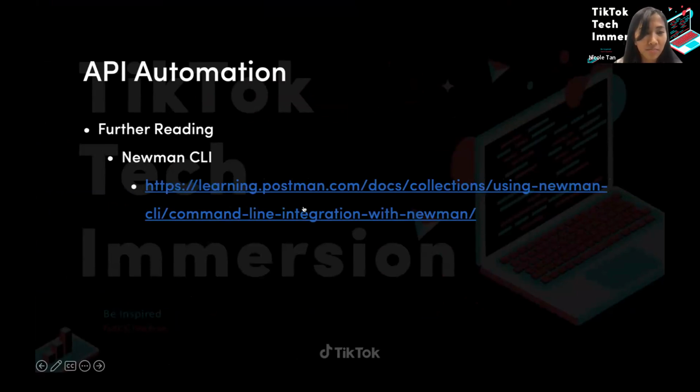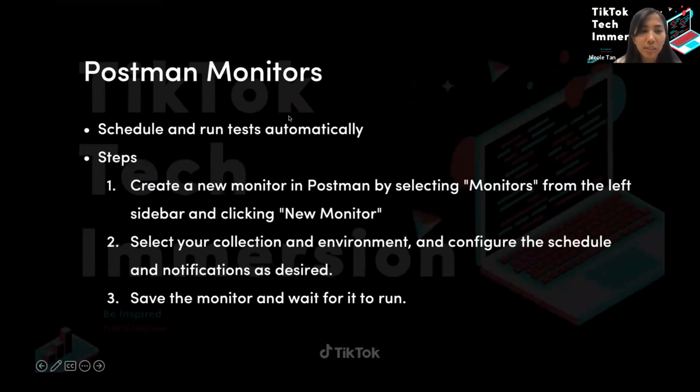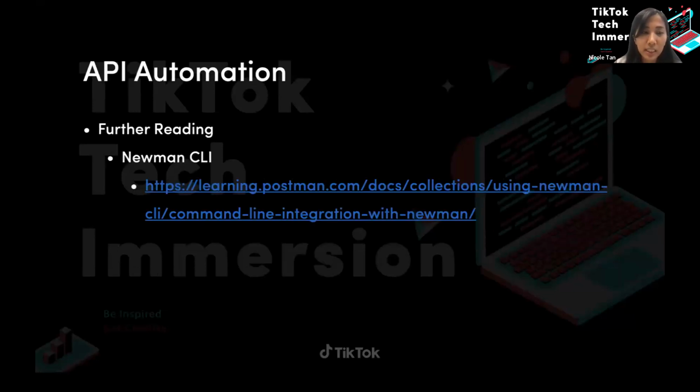Okay, so I think that's just the basics of API automation. If you're wondering what if I don't want to use Postman monitors, or the team I'm in already has CI/CD in place, then Postman has something called Newman CLI. We can run Postman collections in the command line, so we can integrate with GitHub Actions or any other CI/CD.